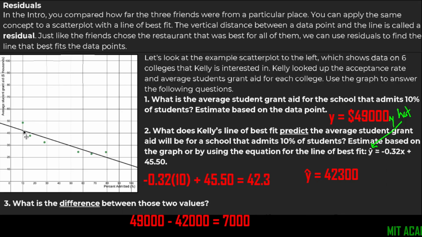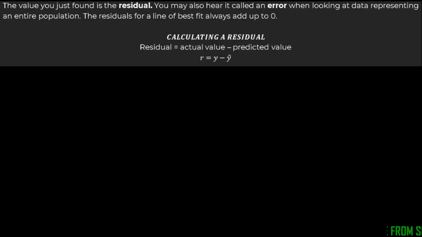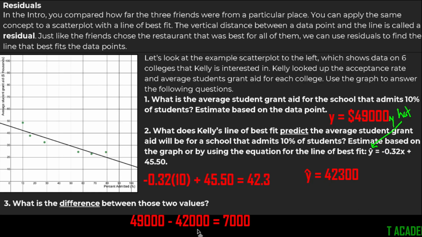So we're looking at the point compared to the line. That difference between the two is going to be 7,000. The value that you just found is the residual. So that's 7,000 right here. We're going to label that. I can label this as R, which is the residual.